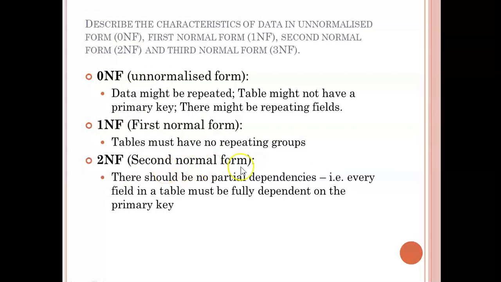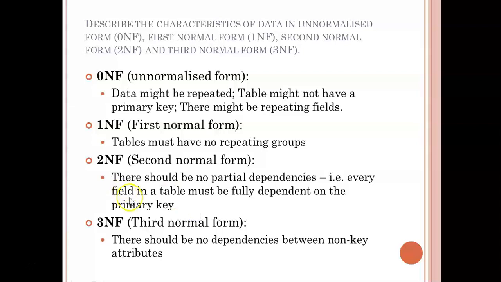To get to 2NF form, or second normal form, there should be no partial dependencies. In other words, every field in a table must be fully dependent on the primary key. And the last form is 3NF form, which is third normal form. There should be no dependencies between non-key attributes. So to go from 0NF form to 3NF form, pretty much you'd go through each of these steps.